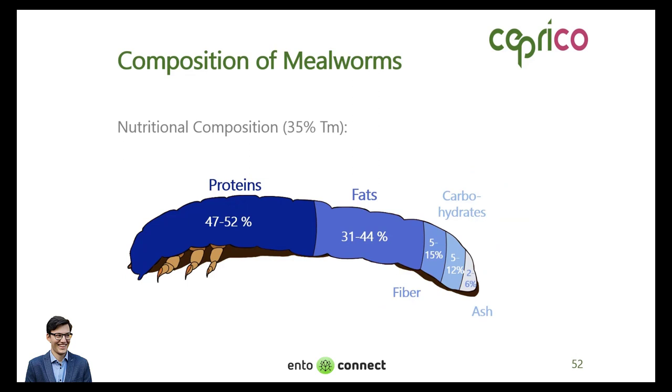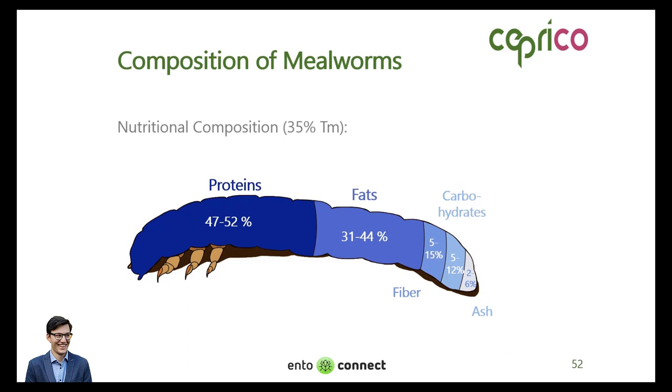The composition of mealworms is basically 65% water and 35% dry mass. And of the dry mass, basically half is protein, one third is fat, and the rest is fiber, carbohydrates, and minerals.